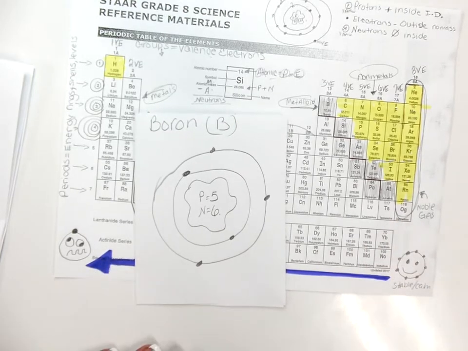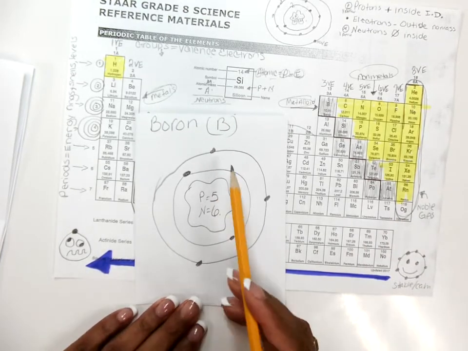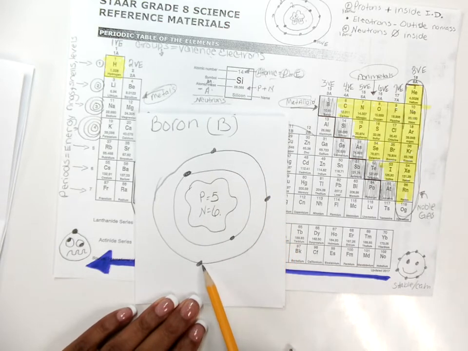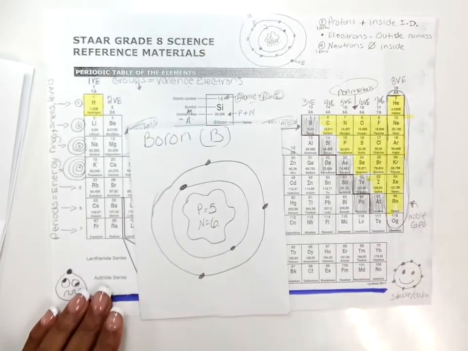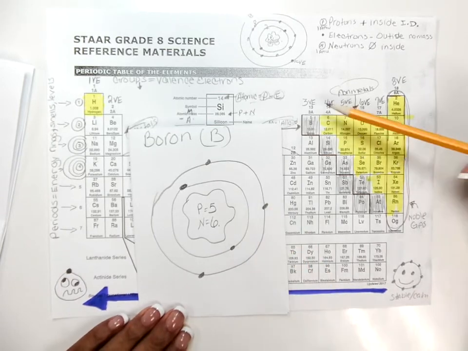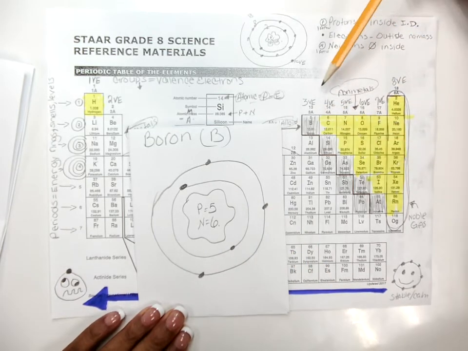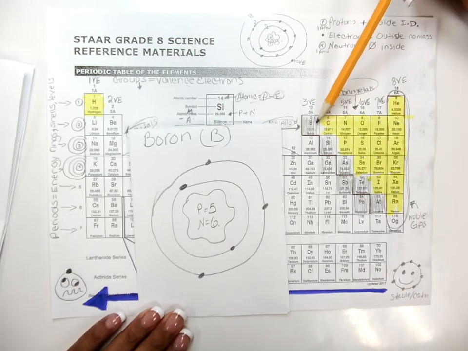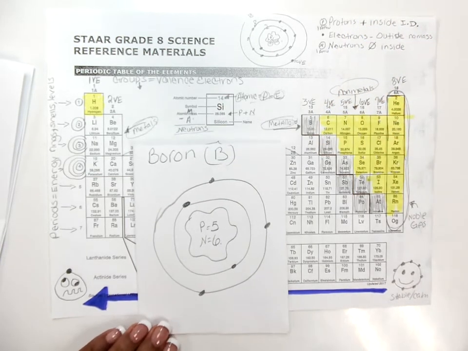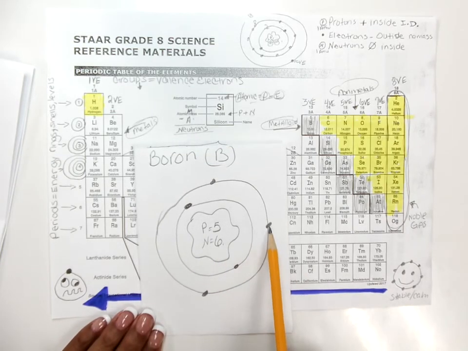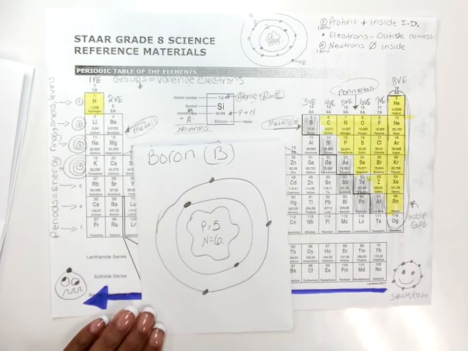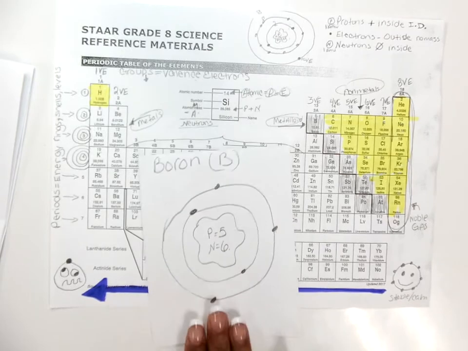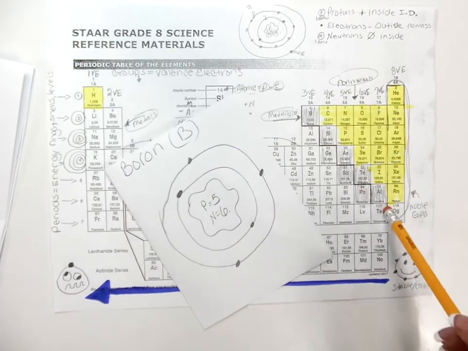Now, with this model, how many valence electrons does it have? Valence electrons are on the outside ring. There are 3 valence electrons. With this model of boron, what group is boron in? 3. Because it has 3 valence electrons, so it's in group 3. How many rings does it have? 1, 2. What period is it in? Period 2. So there you go. That's how you actually make a model using your periodic table.